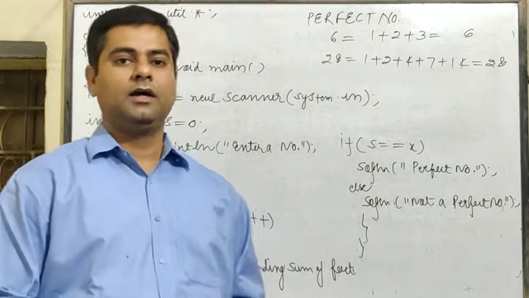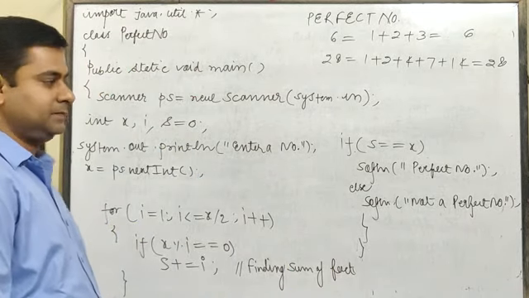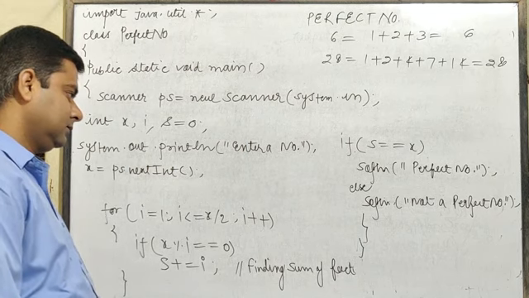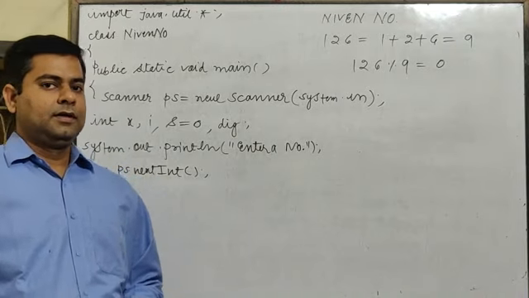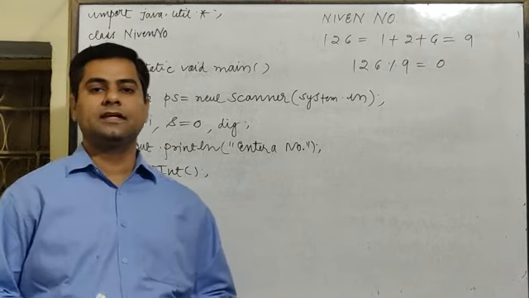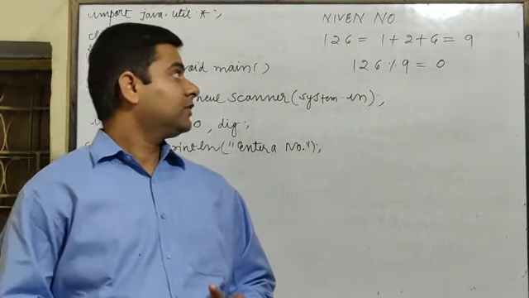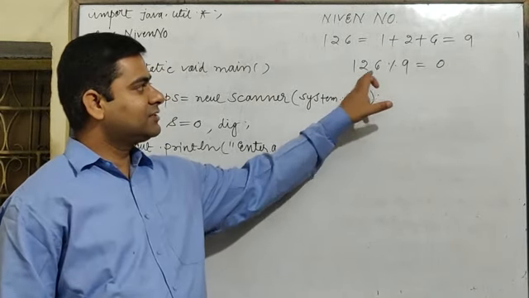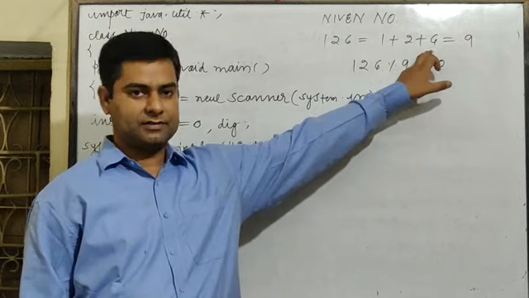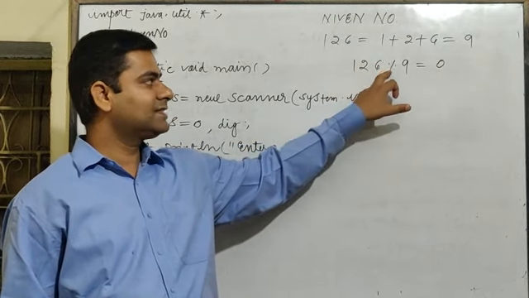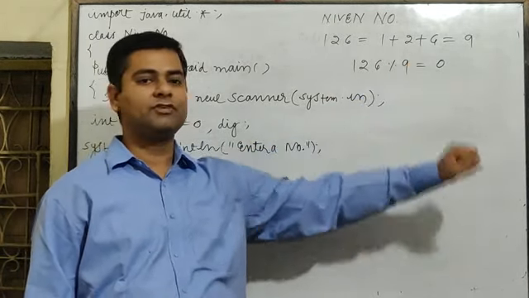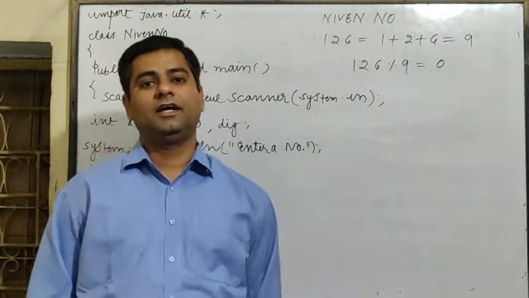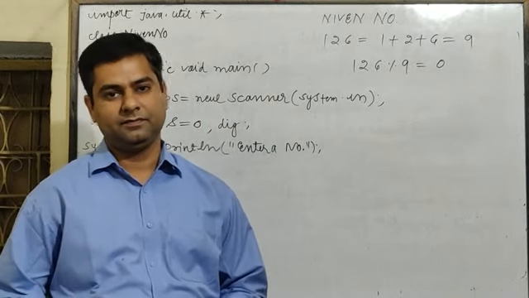To check a number to be a perfect number or not. Okay, children, the next number is the Nevin number. What is the Nevin number? A number which is divisible by its sum of digits is called a Nevin number.